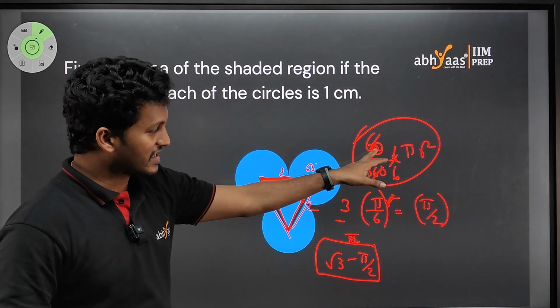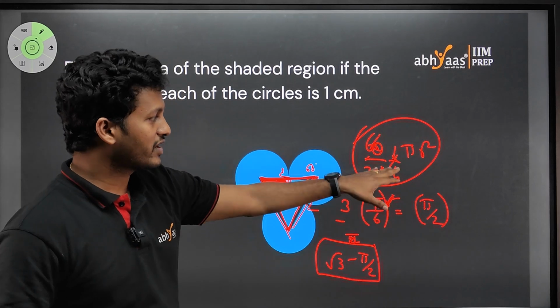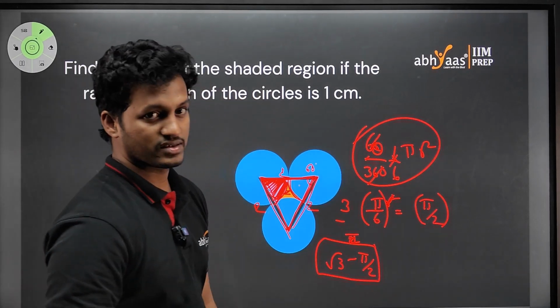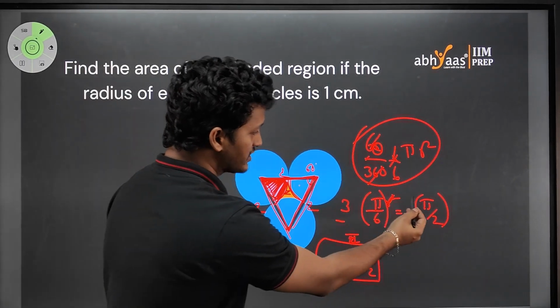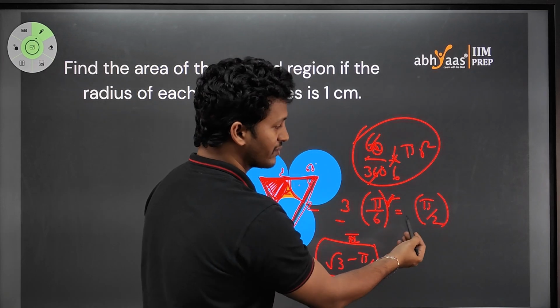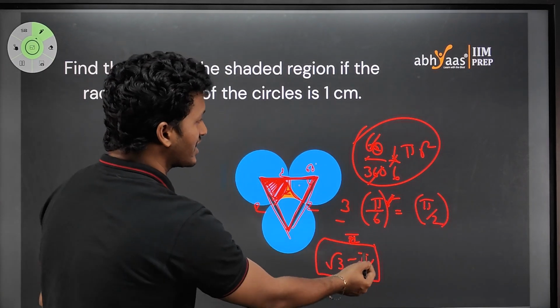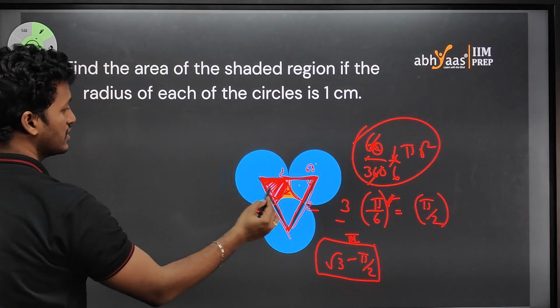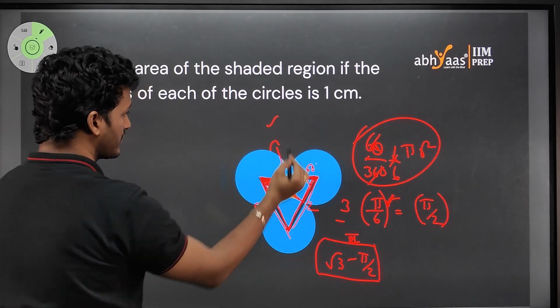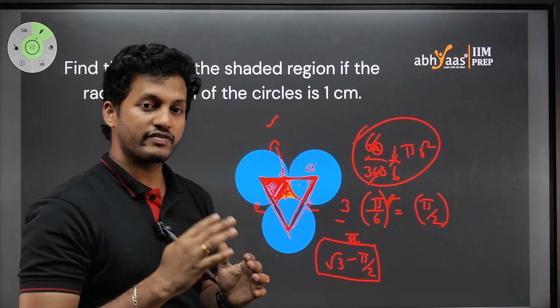Okay, so it is theta by 360 into pi r square. That way we got it as pi by 6, because r is 1. For this pi by 6 there are 3 parts. So 3 into pi by 6 is pi by 2. So root 3 minus pi by 2 became the area of this shaded region. Okay, so in this way we will find areas in different problems.